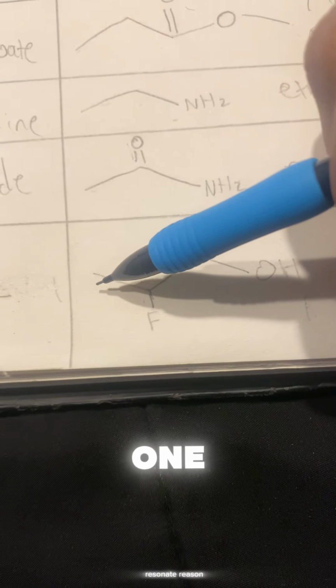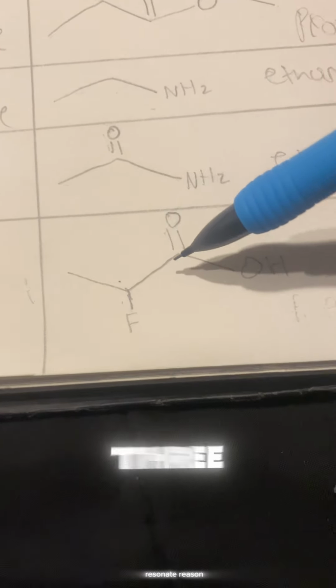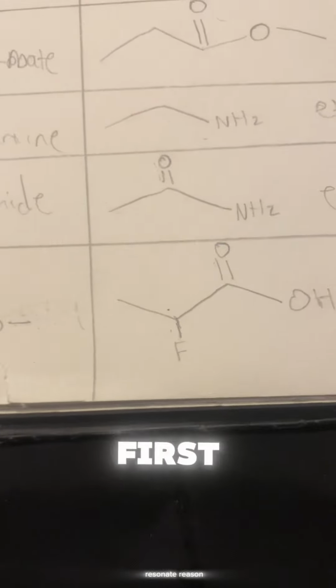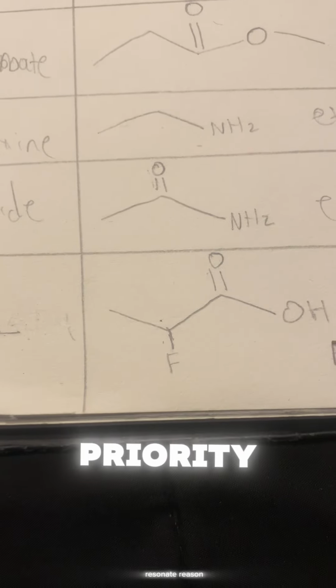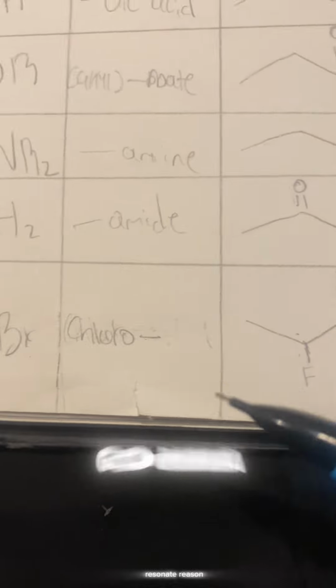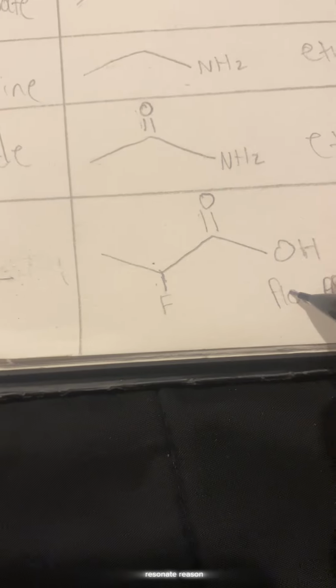But let's see this in action. Let's count the carbons first. We have 1, 2, and then 3. So we know that's propane, because it's 3. And we see we have a carboxylic acid because it's double bonded oxygen, and then an alcohol group. So first we're going to write the acid because it has priority. Propanoic acid. And then we're just going to add the fluoro because it's a halide. So the final answer is going to be fluoropropanoic acid.